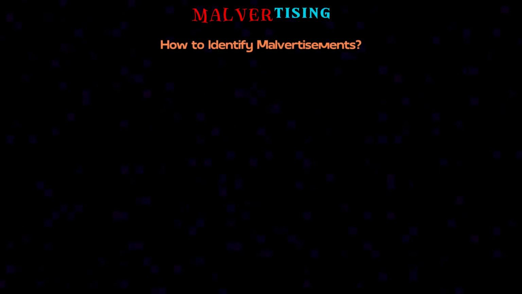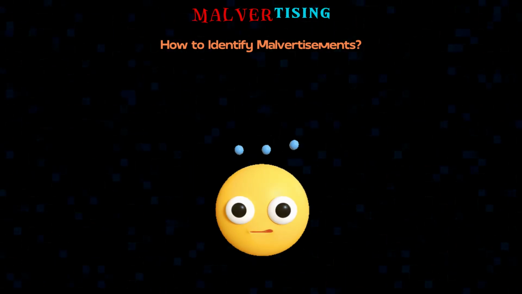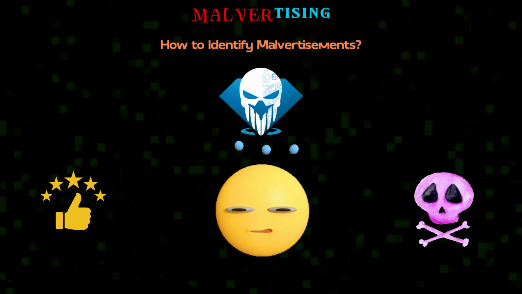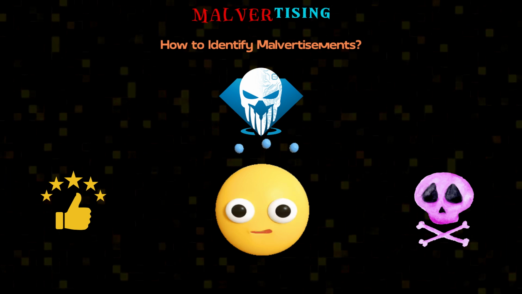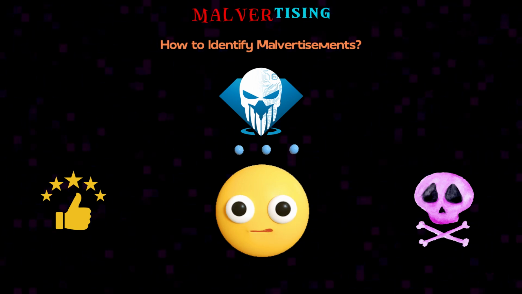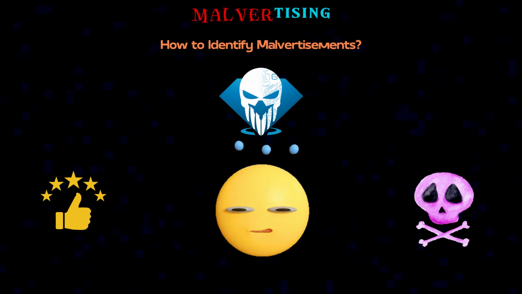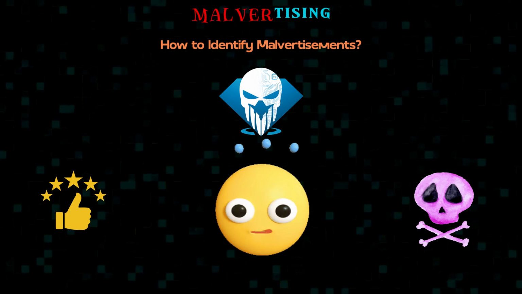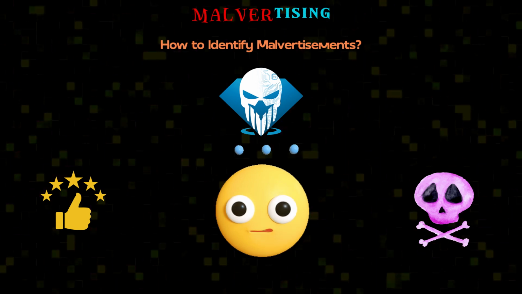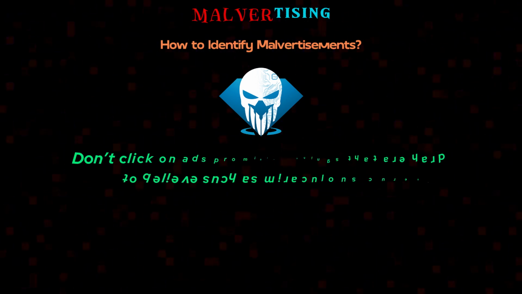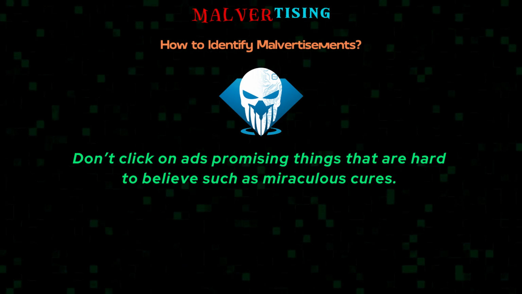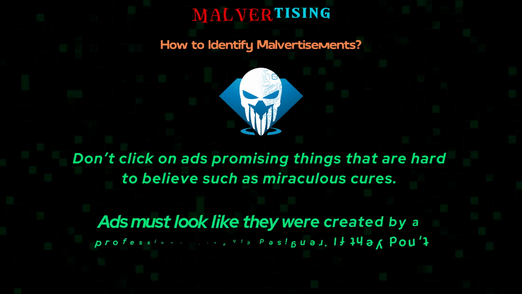How to identify malvertisements. Can we tell which advertisements are authentic and which might be dangerous for us? As hackers' techniques become more and more advanced, we can't immediately notice if an ad is legitimate or not. If you understand what malvertising is by now, you can probably tell how much a malicious ad can look like a legitimate one. Nevertheless, there are a few things we can do that will minimize the risk derived from a malvertising attack. Don't click on ads promising things that are hard to believe, such as miraculous cures. The rule says if it sounds too good to be real, most likely it is.